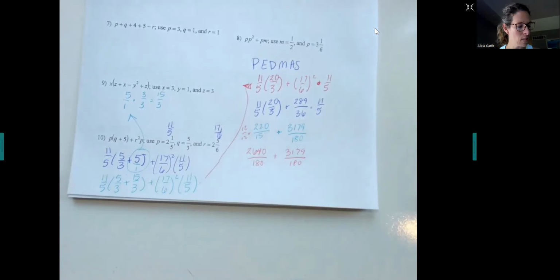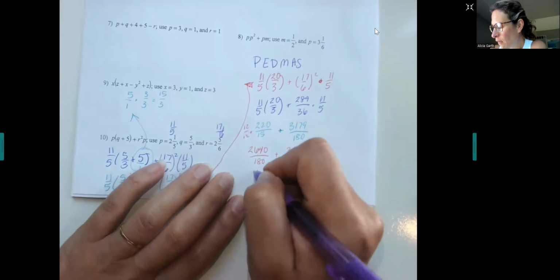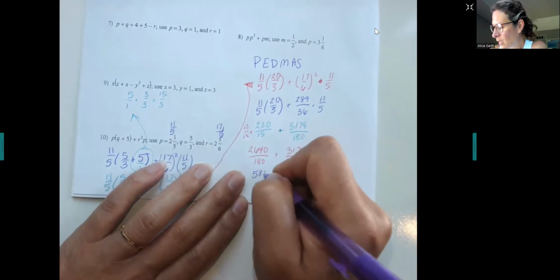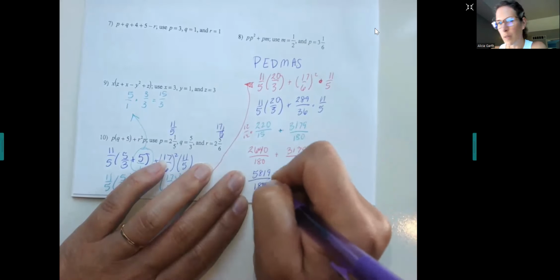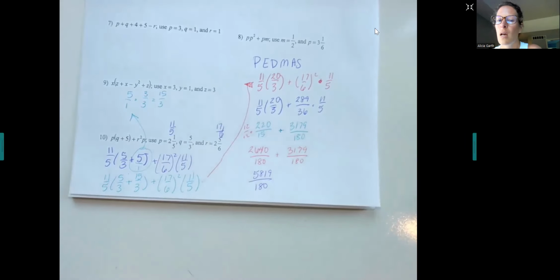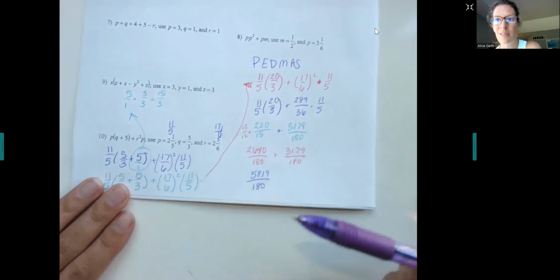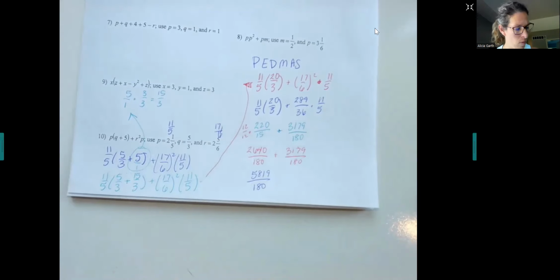So I'm going to add 2640 plus 3179. And I end up with 5,819 over 180. I'm going to leave it as that fraction, and here's why. I can see that this one's an even number, this one is not. So that means it's not divisible by 2.